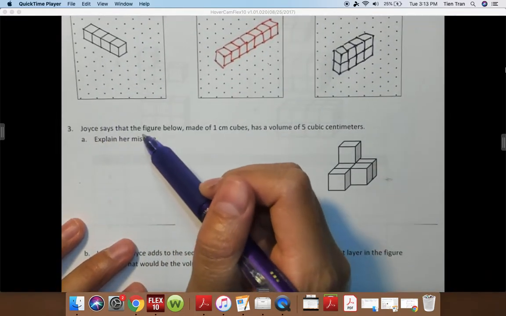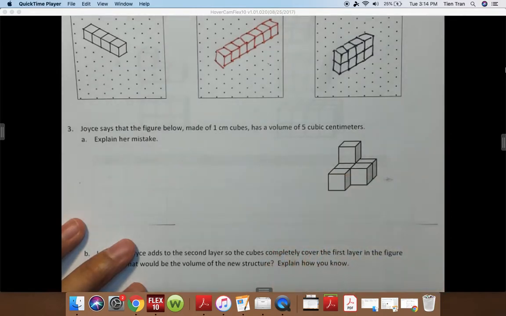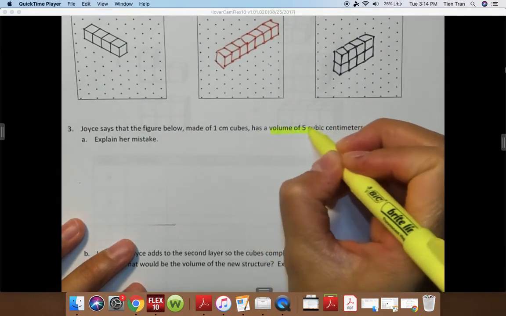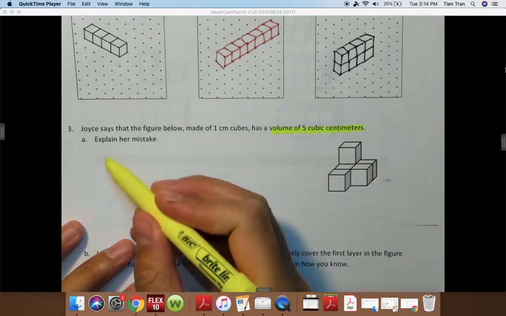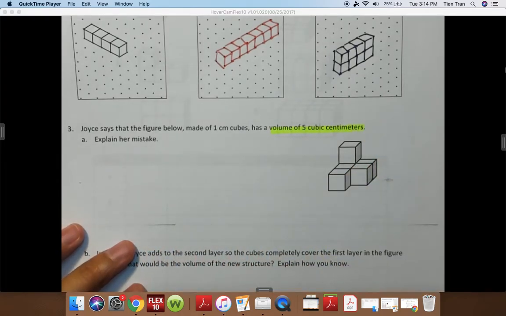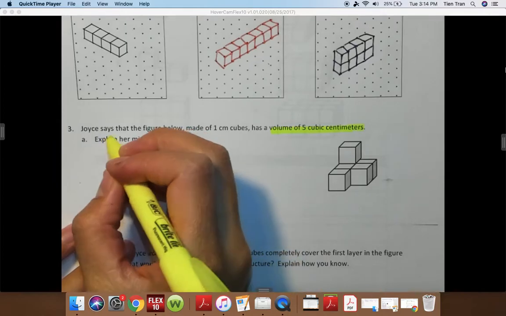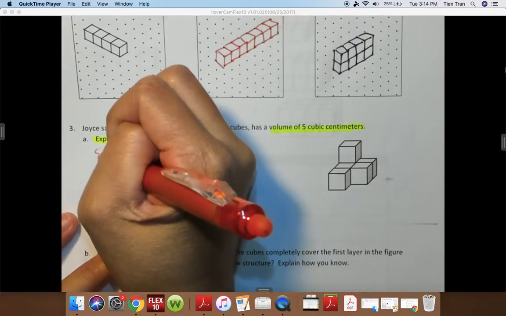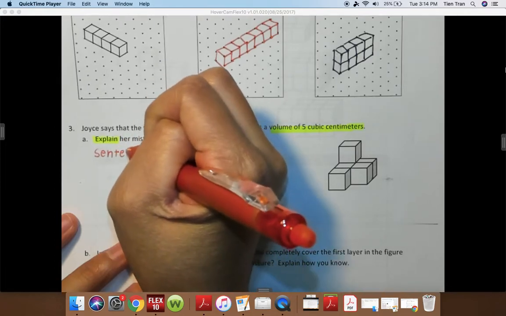Joyce says that the figure below, made of 1 centimeter cubes, has a volume of 5 cubic centimeters. Explain her mistake. So I need to make sure that I explain, and when I say explain, it is asking me to write a sentence.